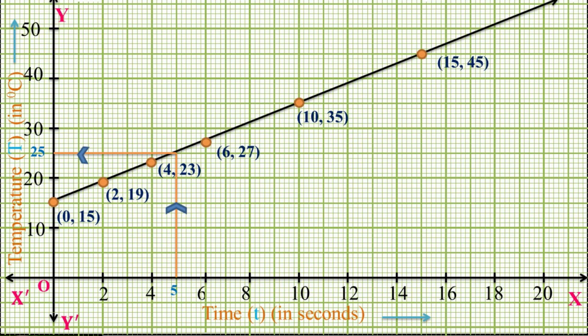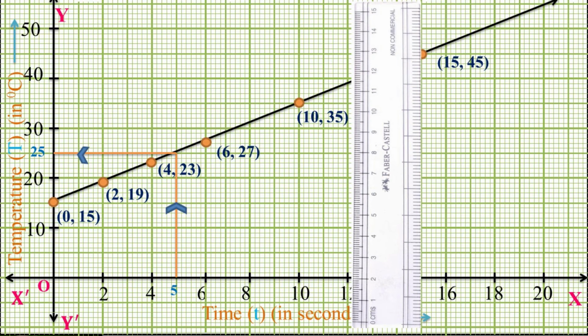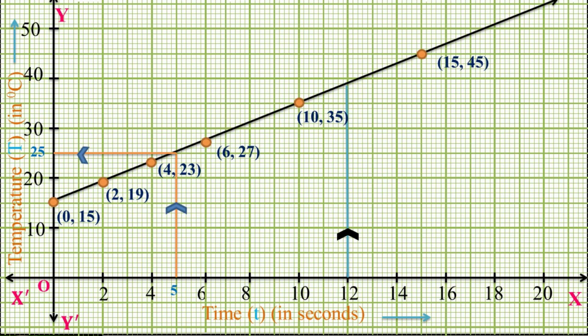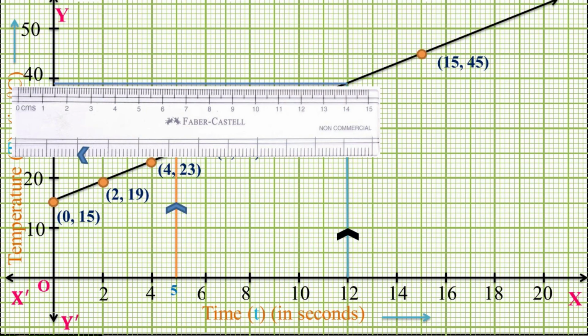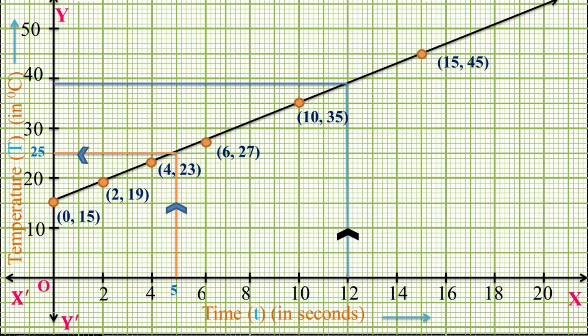Next we find the second question answer. We mark 12 seconds on the x-axis. Draw a vertical line. The line meets the straight line. Now we draw a horizontal line. The line meets the y-axis at 39. Observe the diagram. When the time is 12 seconds, the temperature is 39 degrees Celsius.